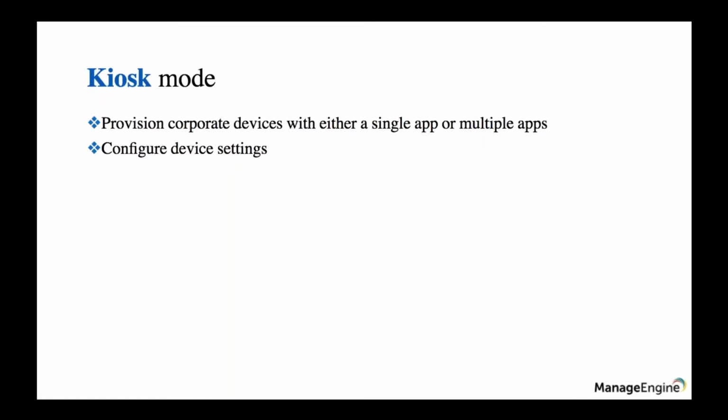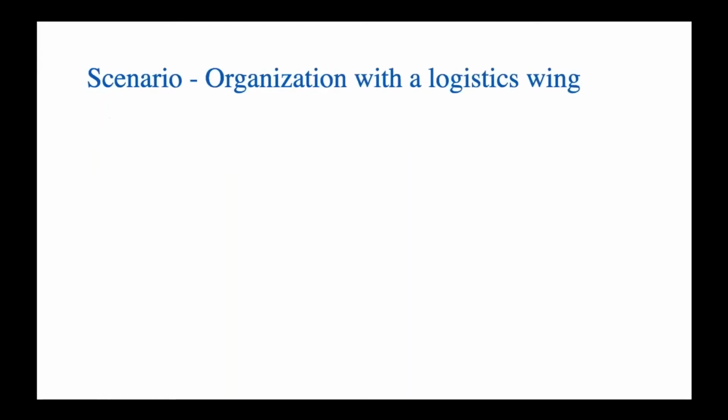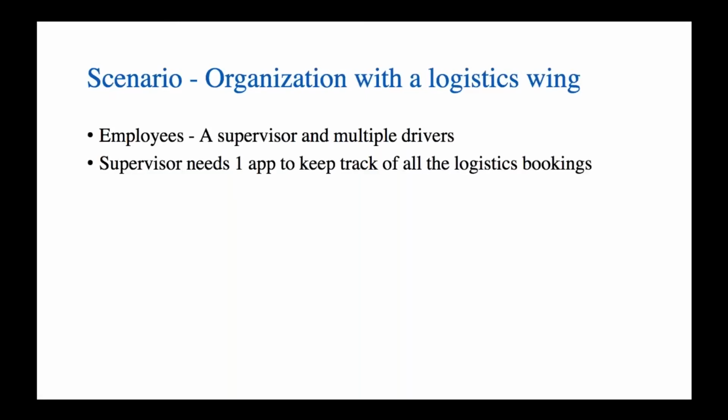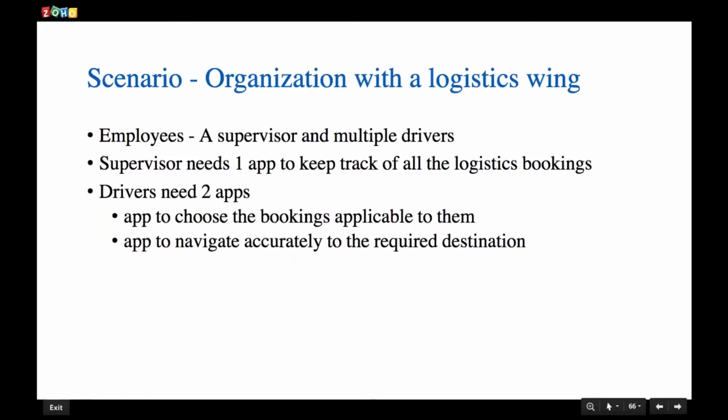So let me give you a scenario that will help you understand this case better. So let's say my organization has a logistic wing which has one supervisor and multiple drivers. So the supervisor needs only one app to keep a track of all the logistics booking, whereas the driver needs to have two apps.